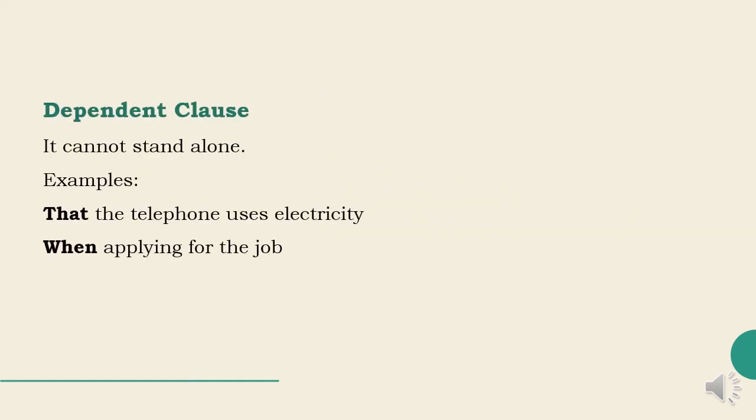On the other side, we have a dependent clause. The dependent clause cannot stand alone, so it needs another clause to make it understandable. For example, that the telephone uses electricity, so it is not a full sentence. When applying for the job, so like I said earlier, it cannot stand alone.